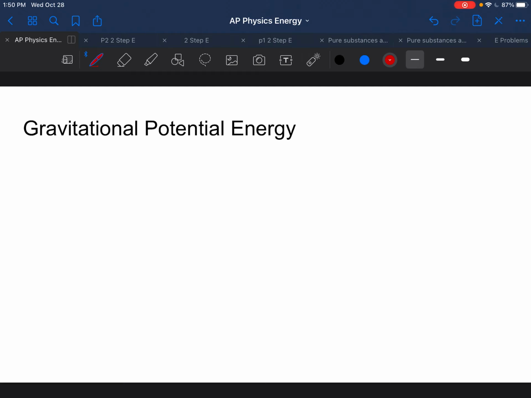All right, so in preparation for class tomorrow, I wanted to talk about a few things and go over a couple examples. So first is just defining gravitational potential energy, or quantifying it.